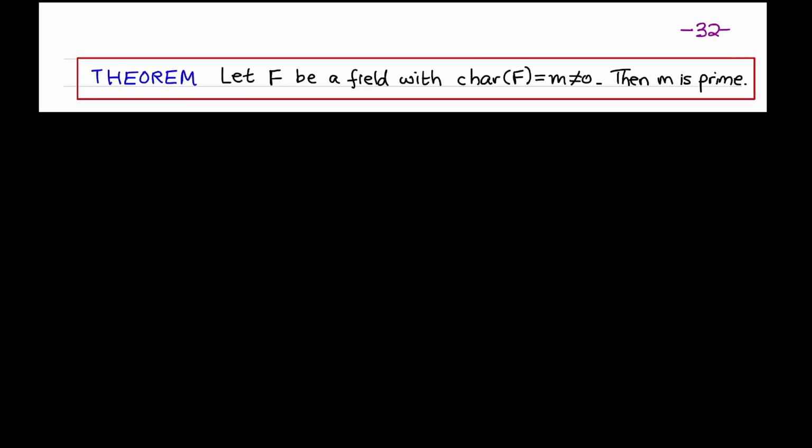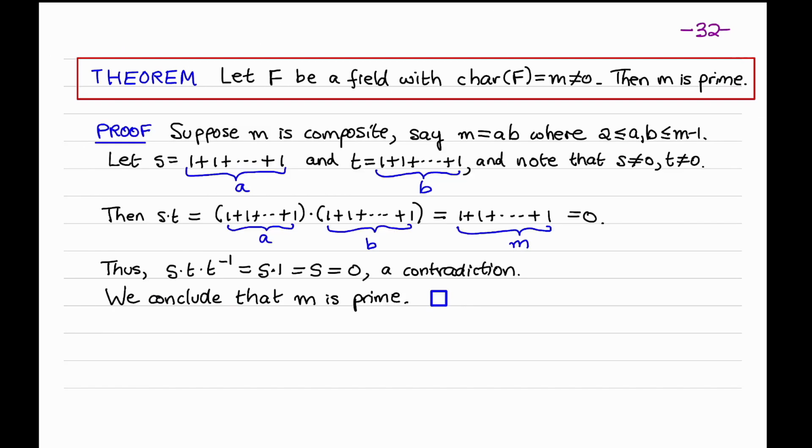I'll next prove that if F is a field with non-zero characteristic m, then m must be prime. So in other words, all fields have characteristic that's either 0 or a prime number. So there do not exist any fields of composite characteristic. To prove the theorem, suppose m is composite. Let's say m is a times b, where a and b are proper factors of m.